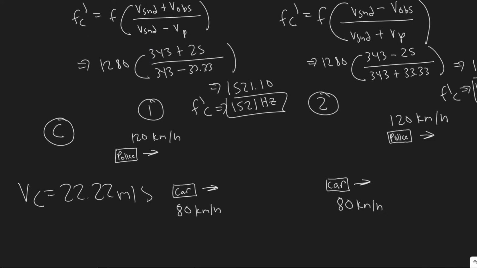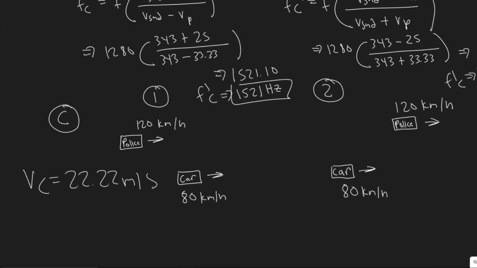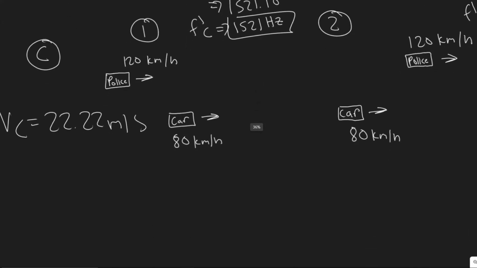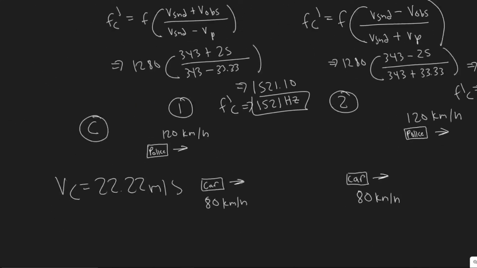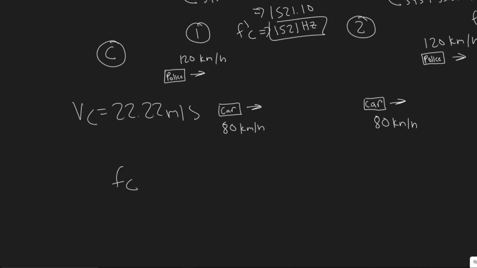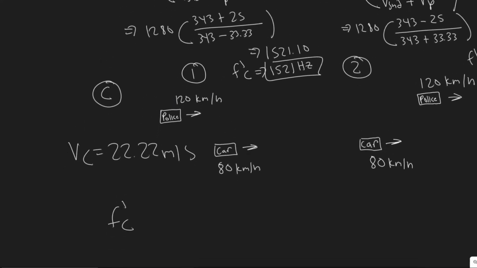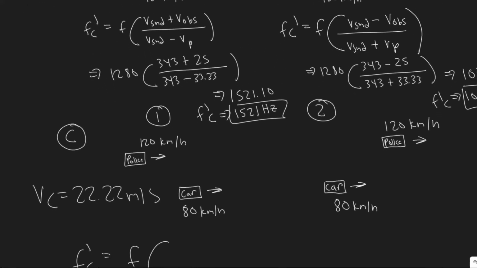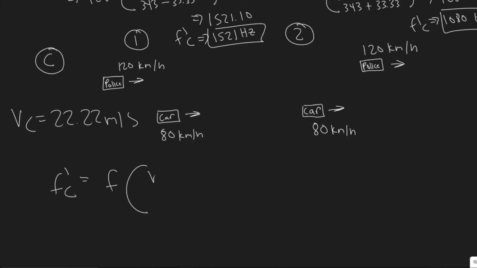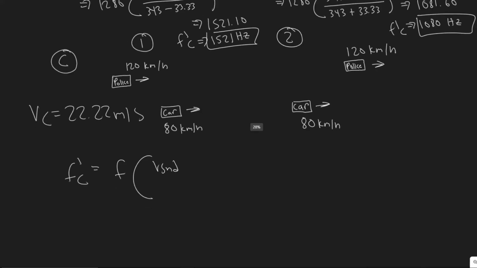So instead of it being different signs, they're actually going to be the same sign, okay? So let's go ahead and write it down. Obviously this one is also based on what it's hearing from the police car, the frequency. So it's going to be equal to F of the velocity of sound. And then we'll decide the sign in a second.